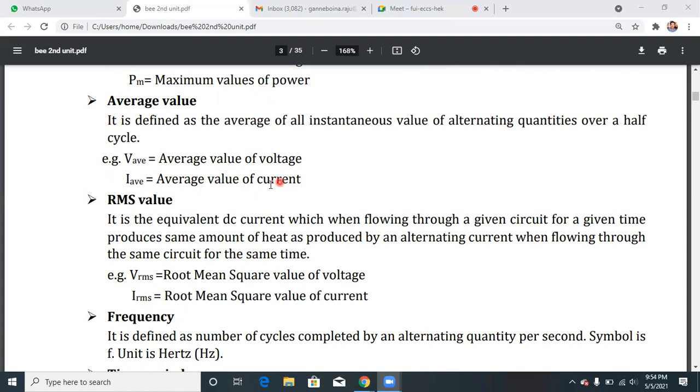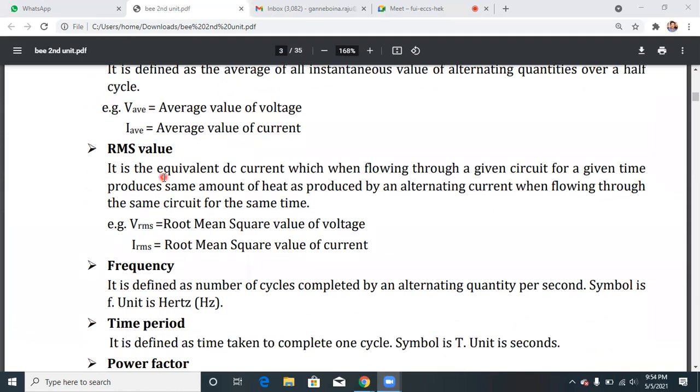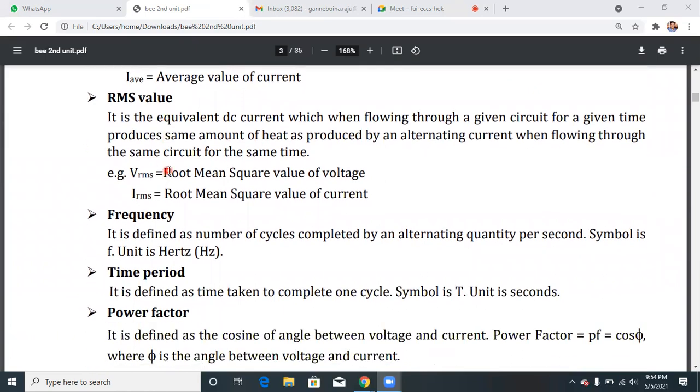It is defined as the average of all instantaneous values of an alternating quantity over a half cycle, called the average value. Then the RMS value. These definitions are very important. The RMS value is the equivalent DC current which, when flowing through a given circuit for a given time, produces the same amount of heat as an alternating current flowing through the same circuit for the same time.